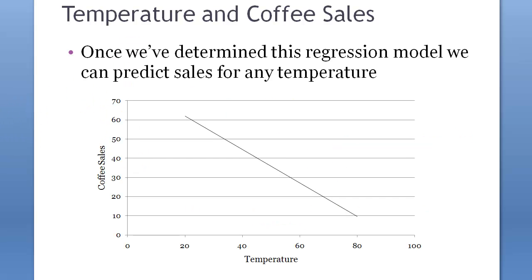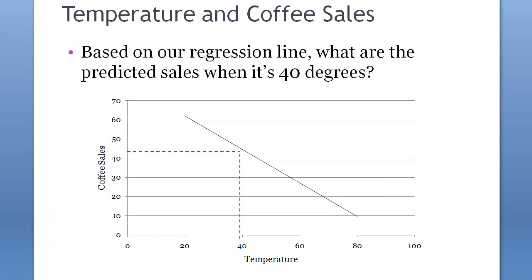Once we've determined this regression model, we can predict the sales for any temperature. That's what we're trying to do. Mathematically speaking, it's like an elementary school math thing. However, there are some problems with that.